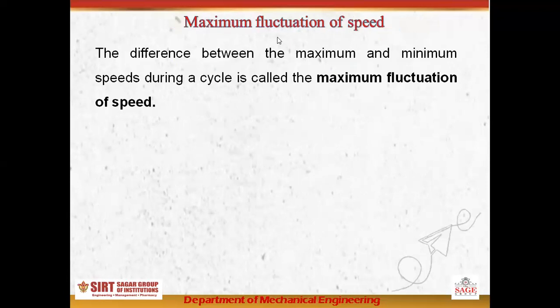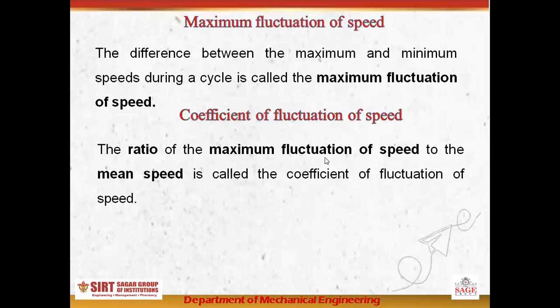Now, the maximum fluctuation of speed. The difference between the maximum and minimum speeds during a cycle is called the maximum fluctuation of speed. For example, if the maximum speed is N1 and the minimum speed is N2, then the maximum fluctuation of speed is equal to N1 minus N2. Now, the coefficient of fluctuation of speed is the ratio of the maximum fluctuation of speed to the mean speed.